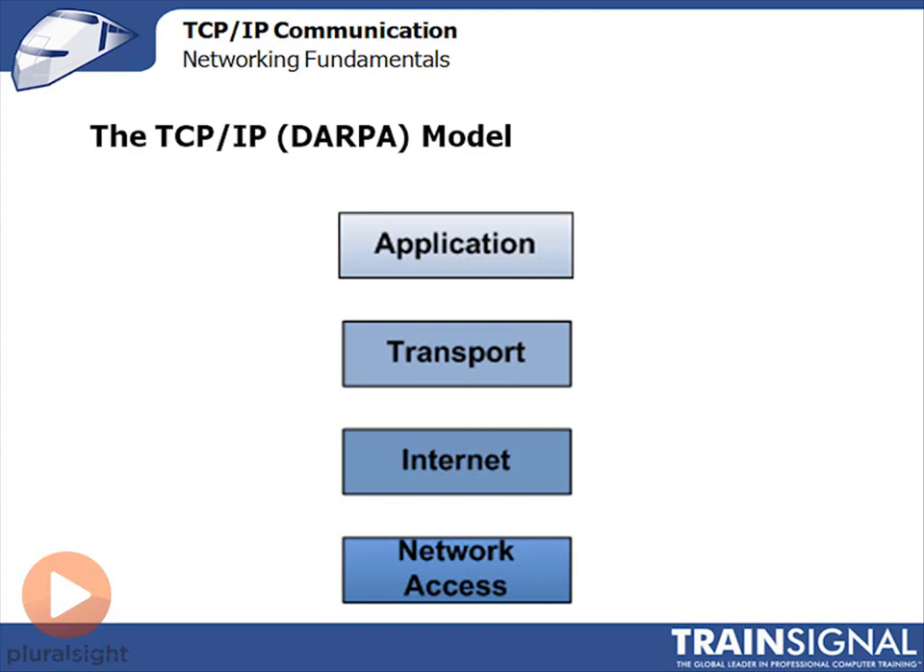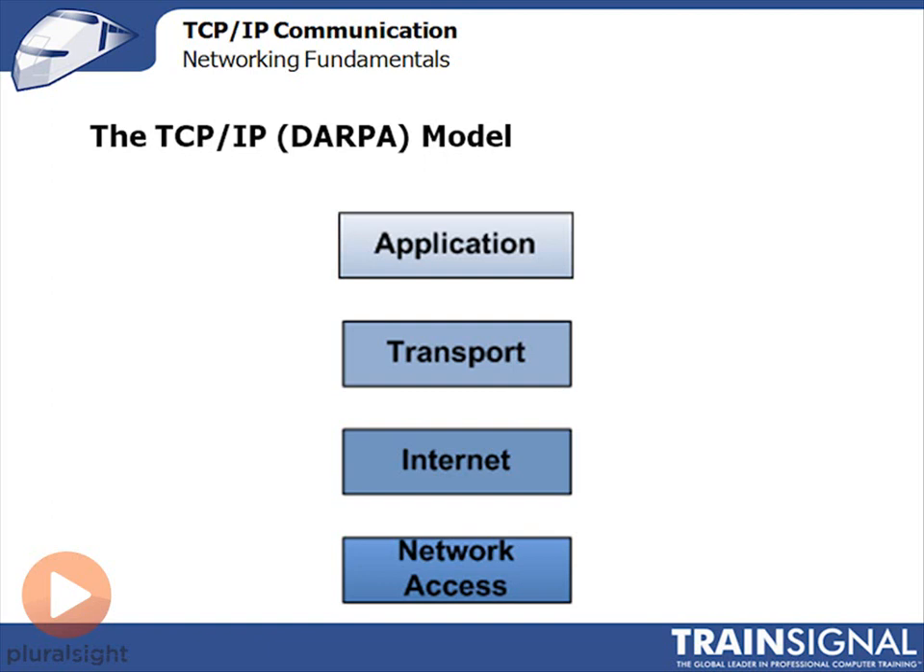So let's take a look at this TCP/IP or DARPA model. As I mentioned, it's a 4-layer model. Some people find this easier to remember and easier to understand than the 7-layer OSI model. But either way, the 4 layers of this model are the application layer, which is a layer that we also have in the OSI model.